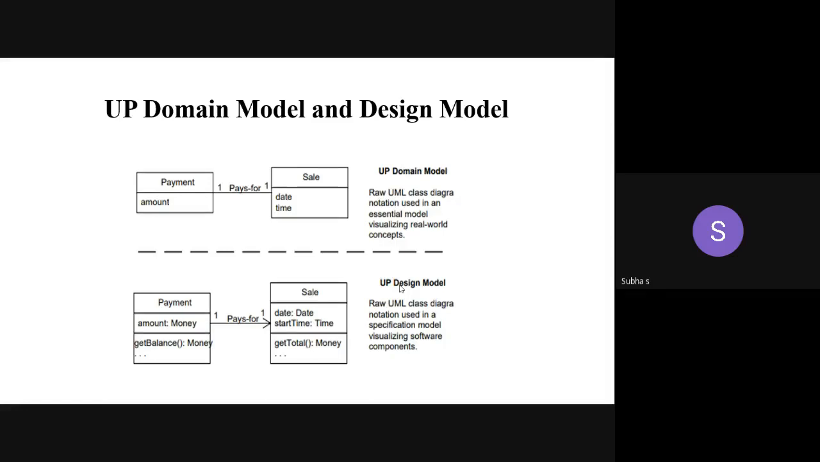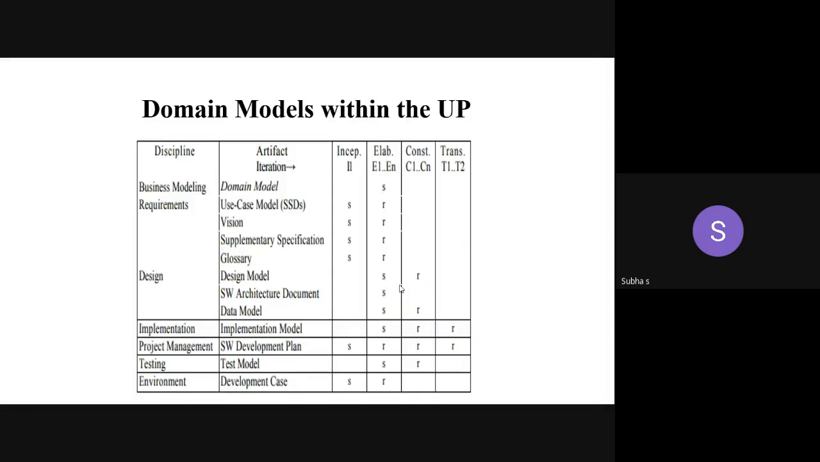But using those attributes, what operations am I going to perform? That can be done using the UP design model. And also you have to mention the data types for the attributes that are mentioned. That is the difference between the domain model and the design model. I told that we will discuss it in detail today.